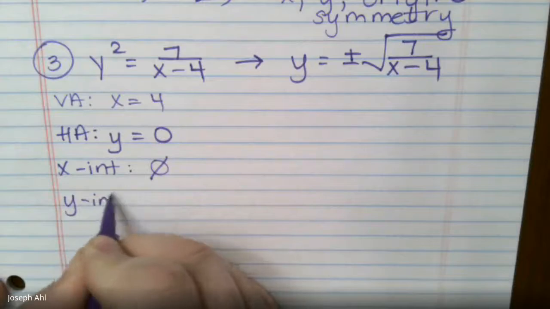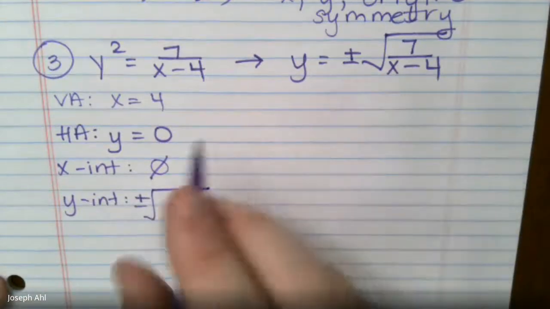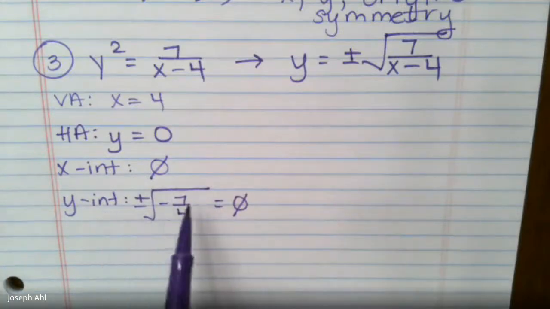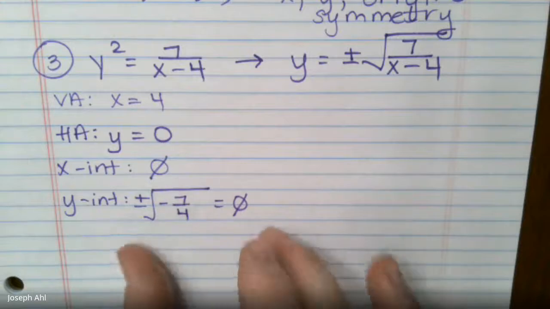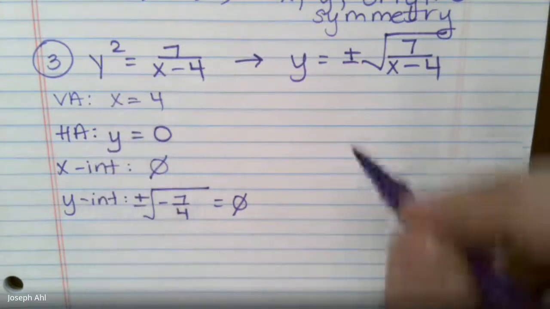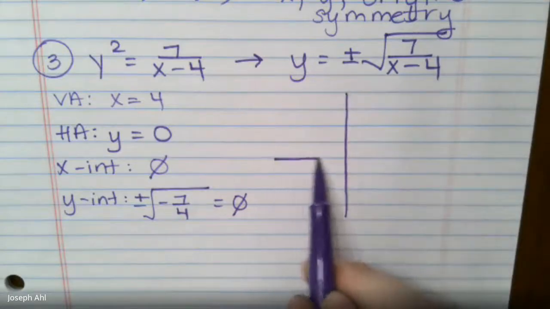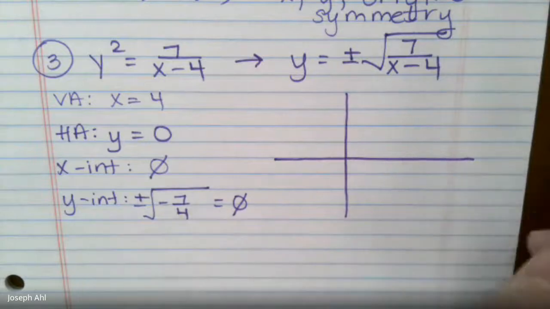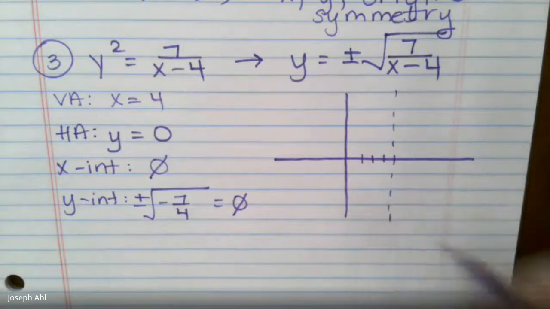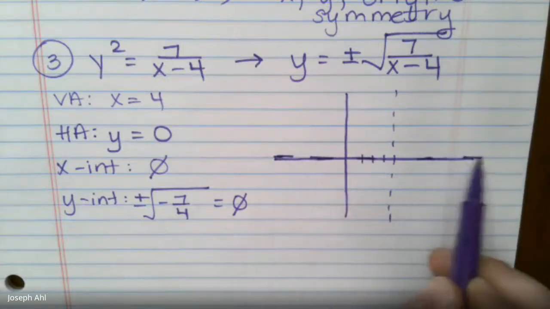When I do the y-intercepts, it would be plus or minus the square root of, plug in 0 for x, so that's -7/4, which is no good. It's not a real number when you take the square root of a negative. Therefore, we only have these two pieces of info to work with. We have the vertical asymptote and the horizontal asymptote. So what will this graph look like? Okay, so at x equals 4, 1, 2, 3, 4, draw on that vertical. y equals 0, right on top of the x-axis is the horizontal.